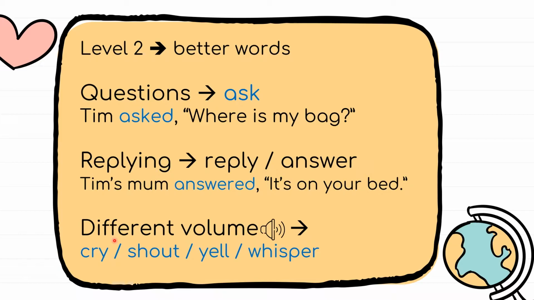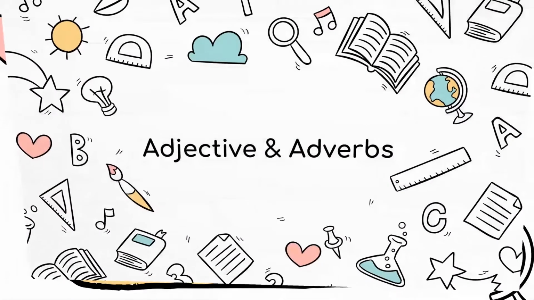And then we come to different volume. That means you're speaking loudly or speaking softly. When you're speaking loudly, you can use cry, shout, or yell. And when you're talking softly, like this, you can use whisper, like when you're talking in the library. So I've just talked about speaking loudly or softly. So those are adverbs, which is our next part.